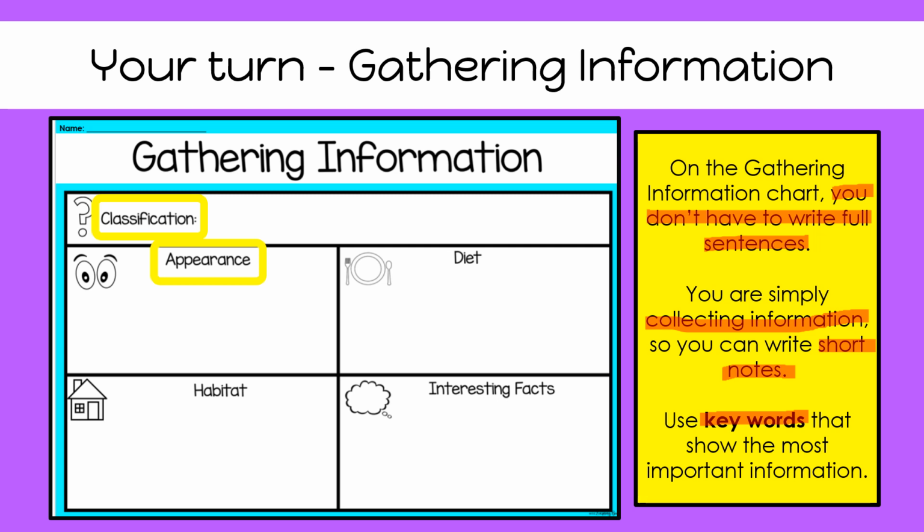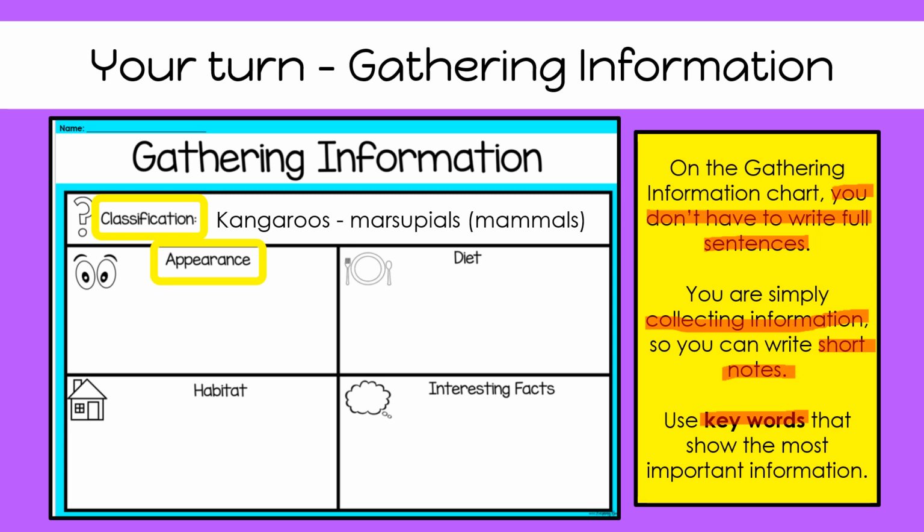So for the classification, instead of writing a full sentence today, you might choose to write a shorter sentence, or not even a sentence, just some keywords like this. Kangaroos, and then a dash, marsupials, and then in brackets I wrote mammals because kangaroos are mammals, but they're a special kind of mammal, and that's called marsupials. So try not to get too confused when you do your research today. Kangaroos are still mammals, but they are a special kind of mammal called marsupials. So you can write both of those words down if you like in your classification.